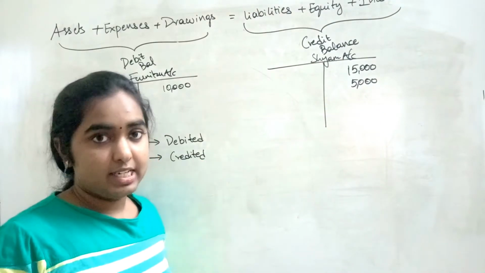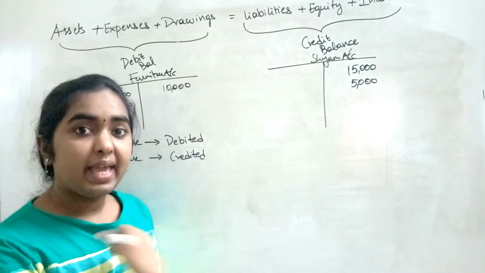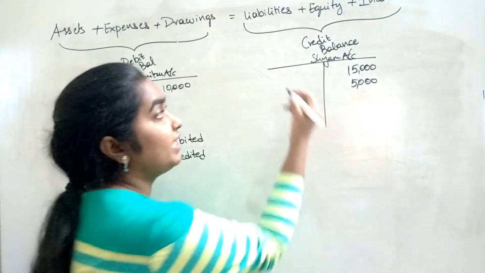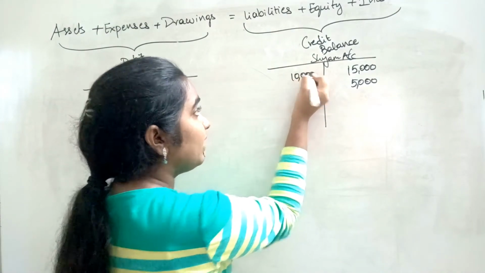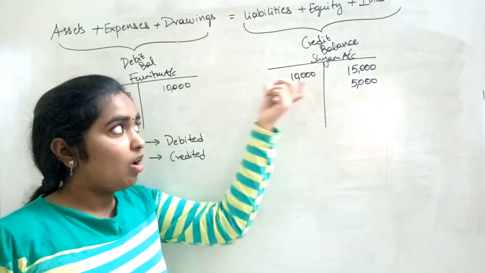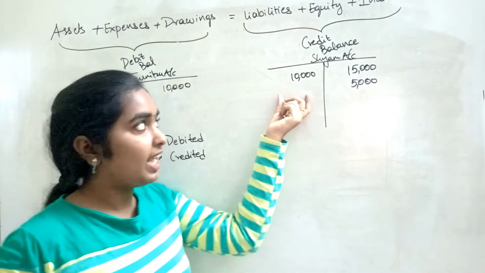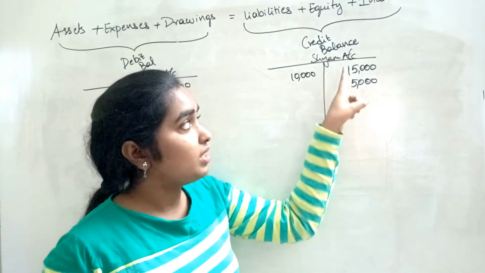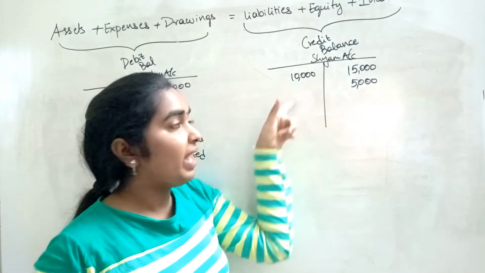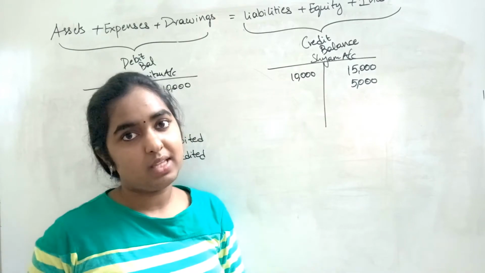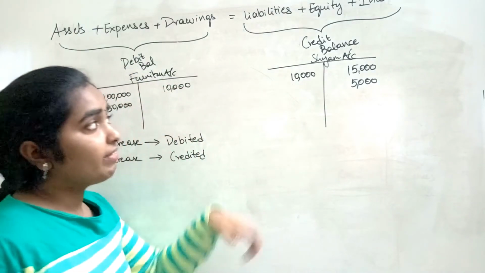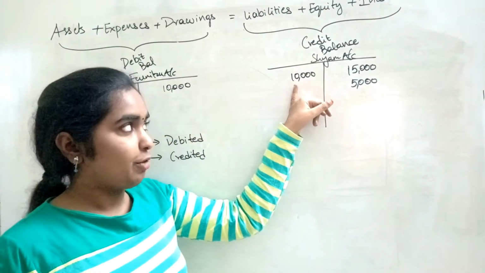And if there is any decrease, what happens? Let's say we are paying our liability. Let's say we have paid 10,000. In that case, we have to write this 10,000 on the debit side, indicating that we are reducing the amount of liability, because we are paying it. No more are we liable to pay this 10,000, right? So that is the reason why we have to write it on the debit side of the account.